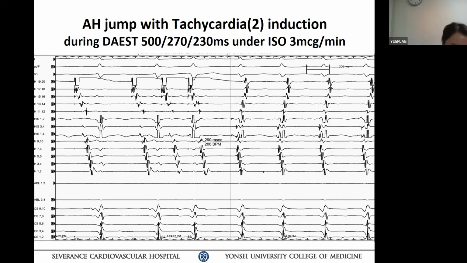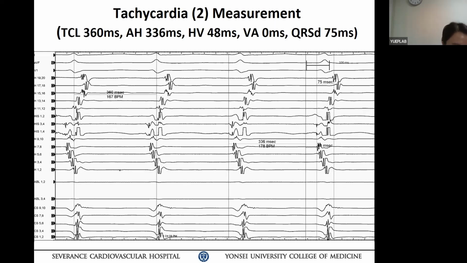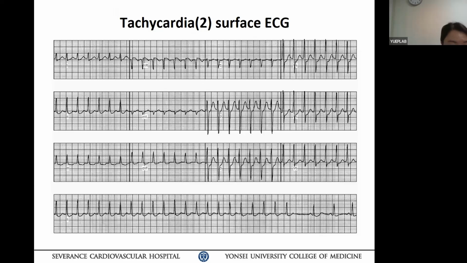So after the ablation of the accessory pathway, we performed the induction test again with the use of isoproterenol. And the second tachycardia with the concentric atrial activation was induced with the AH jump during the double atrial extra stimulus test. The tachycardia cycle length was 360 milliseconds, AH 336, HV 48, and QRS duration was 75. And this is the surface ECG at that time.